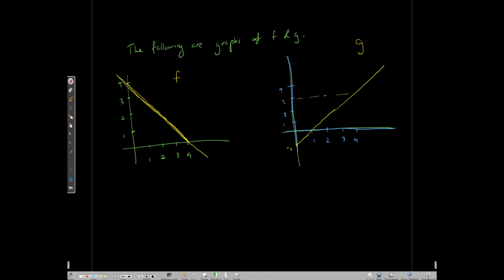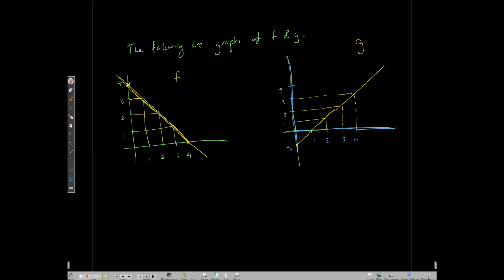So this point is given 4, 3, and this point is 3, 2, this point is 2, 1, this is 1, 0, this is 0, negative 1. Similarly here, this point is 1, 3, this point is 2, 2, this point is 3, 1, and 4, 0, 0, 4. Those points. Okay.